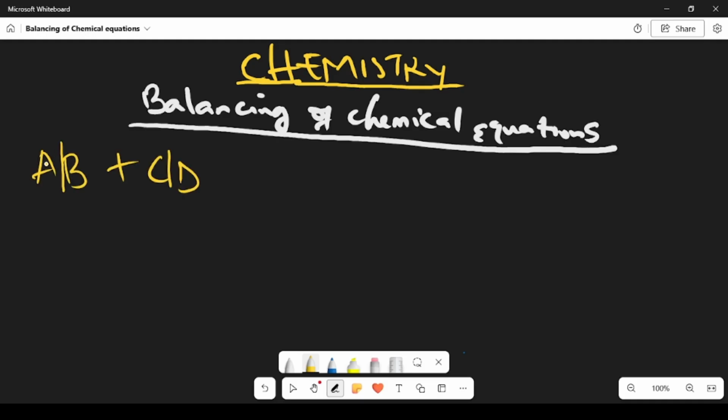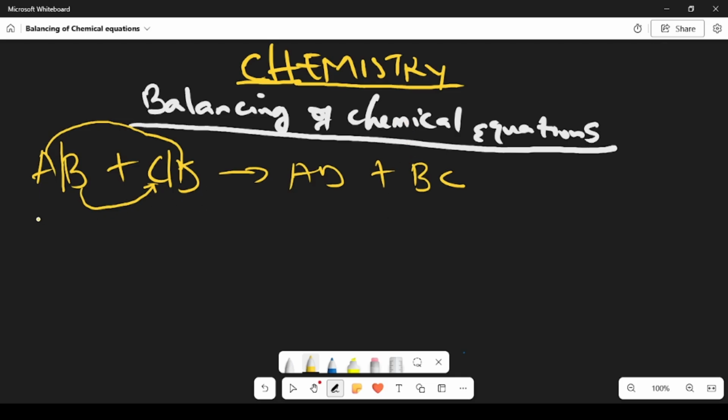The first element, assuming it's a cation, will always attract the second element in the second compound. Now, the second element will always attract the first element in the second compound. So in this case, you are going to have AD plus BC.